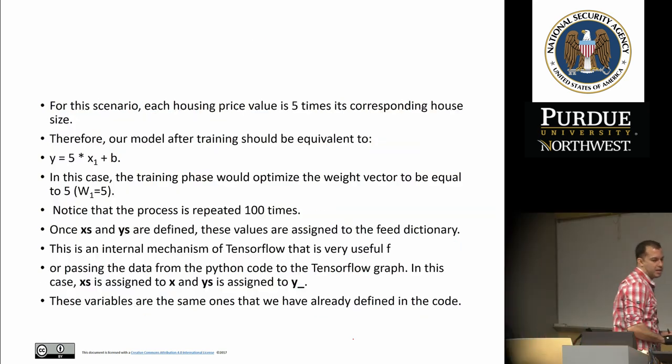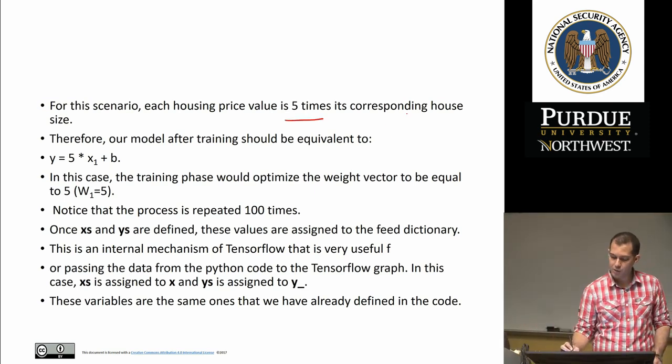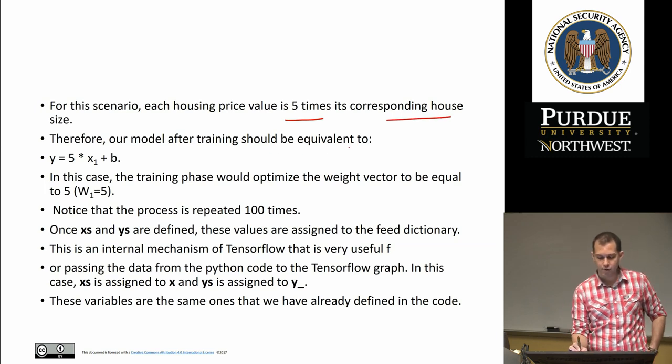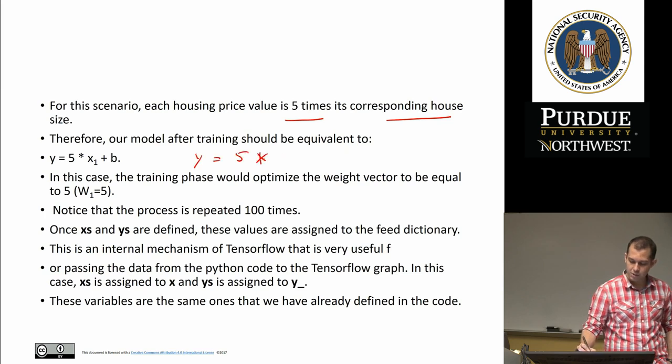So remember, for the scenario, each housing price value was 5 times its corresponding house size. Therefore, our model after training was equivalent to this one, right? So we have Y = 5 times X1 plus B, right? That was our model, where B was actually 0. So it turned out just like that.